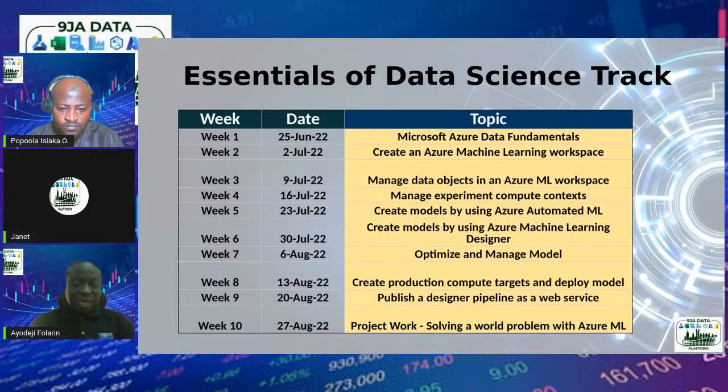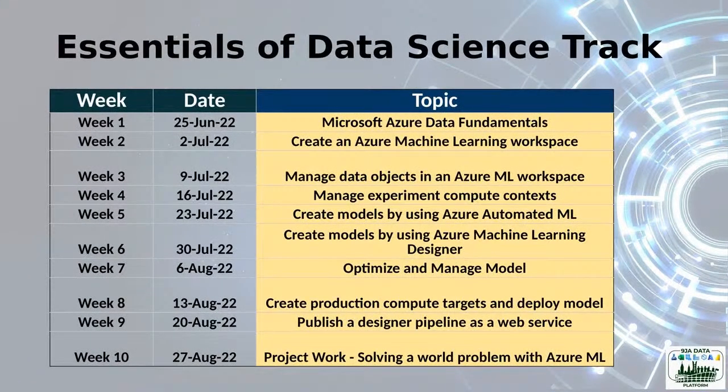Now, to what I have on the screen. What are the essentials of data science? This track is going to run for 10 weeks. Last week we talked about Microsoft Azure data fundamentals. This week we are learning how to create the environment, the workspace for machine learning. Next week we'll be looking at the Azure machine learning workspace, the data objects within the workspace. After that, we'll be talking about managing your experiments and compute contexts. We want to create models, and after that, we'll be looking at designing your machine learning pipeline. We want to optimize our model. We want to see how we can do some things around compute targets and deploying and publishing the model, and we want to have a real life scenario of how this can actually help out.